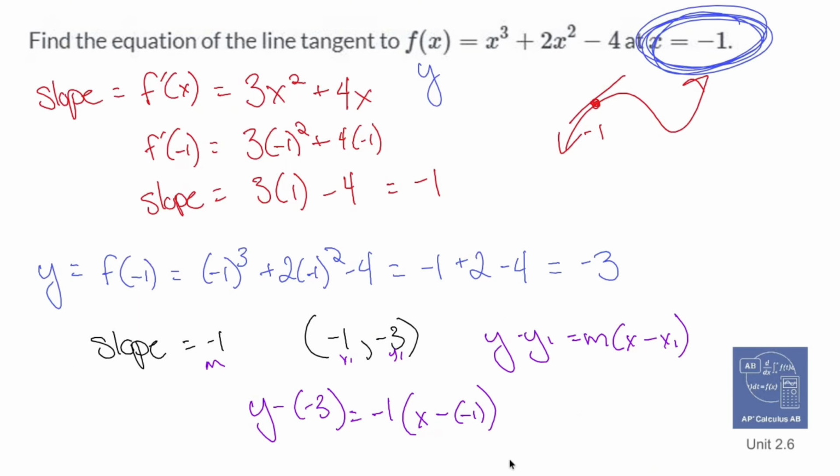And cleaning that up just a little bit more, y minus negative 3 is y plus 3. I don't need the negative 1 part, I just need the negative. And x minus negative 1 is x plus 1. And that's a reasonable answer. And if you wanted to make that slope-intercept form, then distribute the negative and subtract 3 from both sides. Either way, this is acceptable, and this is going to be the equation of the tangent line of that cubic function at x equals negative 1.